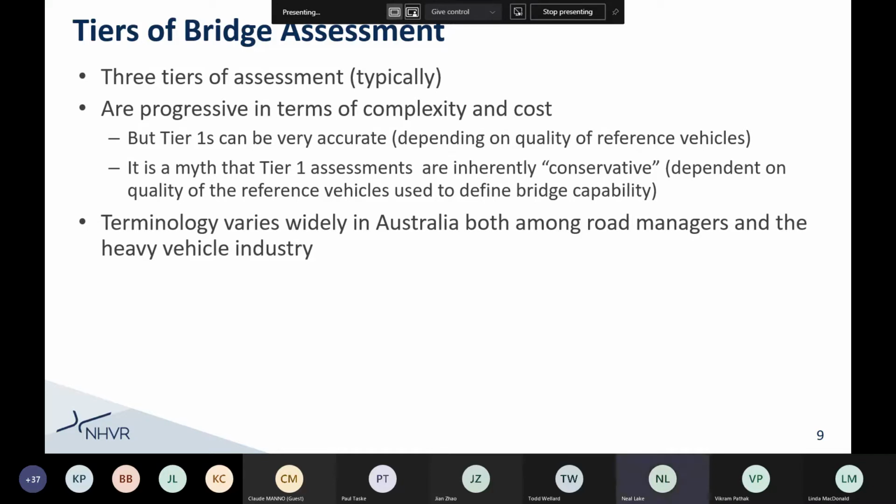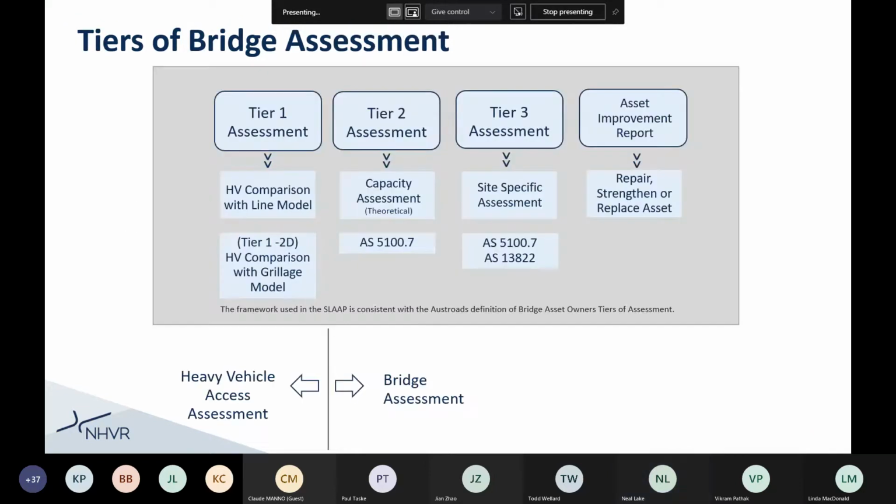Already touched on that. The terminology varies quite widely in Australia. We'll go over that. So as I said, there's three tiers of assessment, and this just puts it into a nice little graphic. I'm going to cover little bits of this as we go along today, but I just wanted to give this overall representation. We sort of have Tier 1 assessment on the left-hand side, and that's essentially comparing a heavy vehicle that's requesting access with whatever we believe the bridge capability to be, defined by a vehicle.